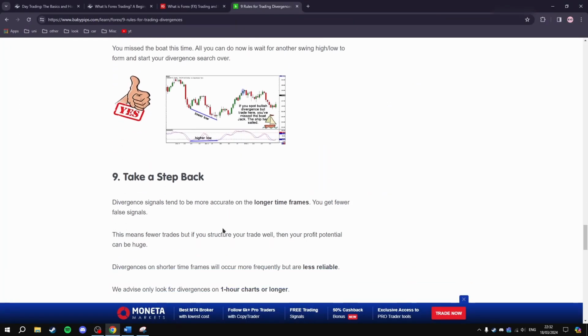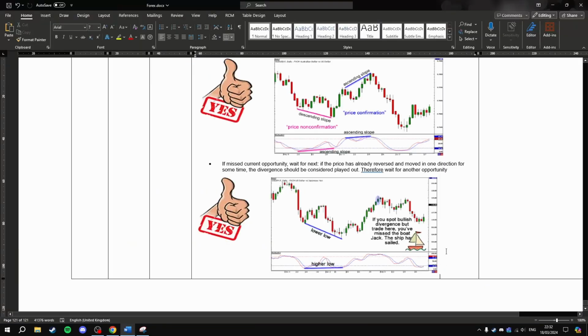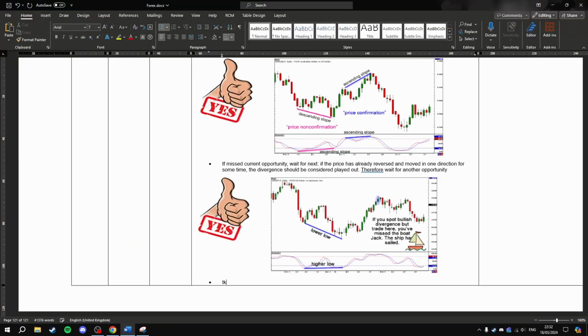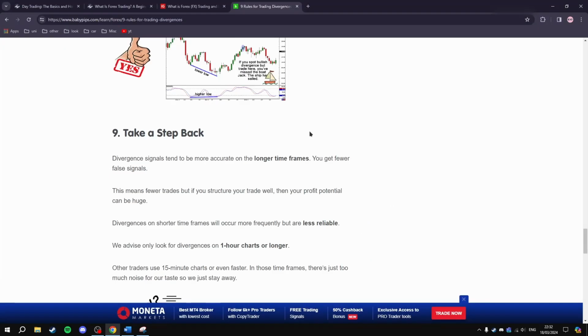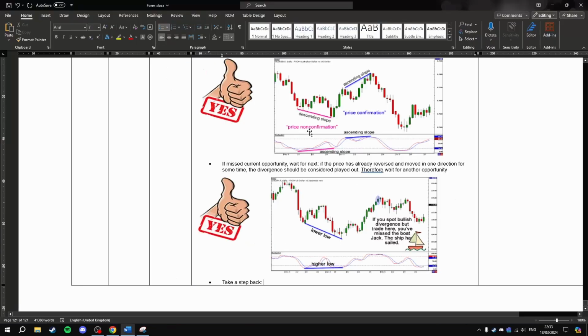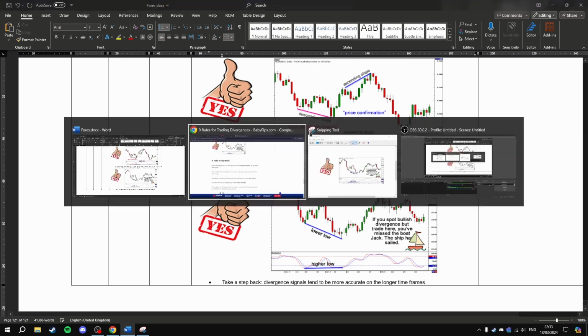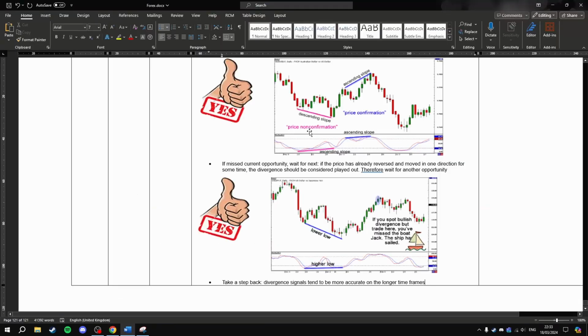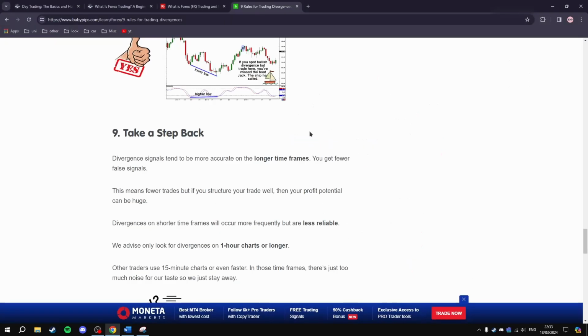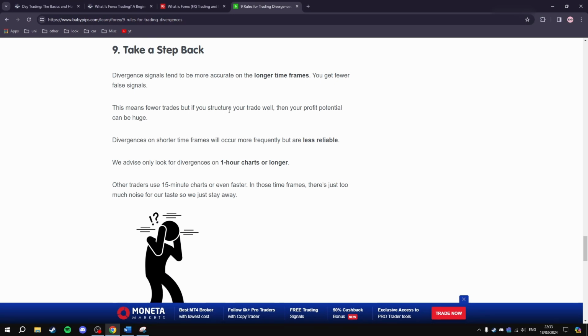Nine, take a step back. Divergence signals tend to be more accurate on the longer time frames. You get fewer false signals. This means fewer trades, but if you structure the trade well, then your profit potential can be huge.